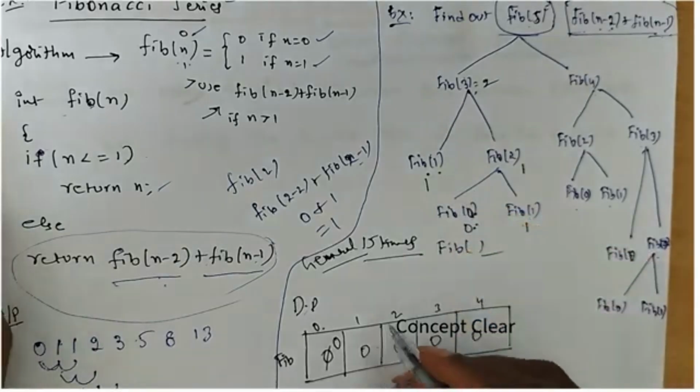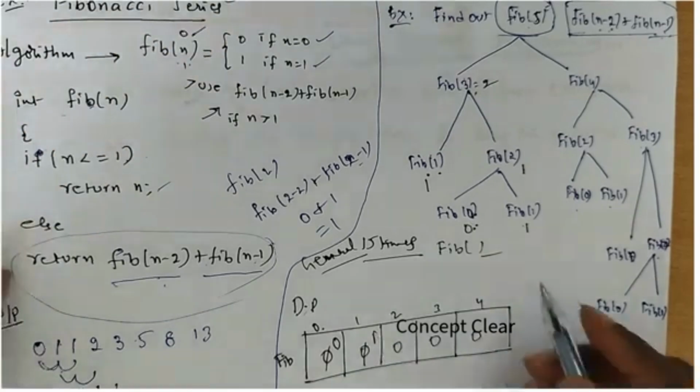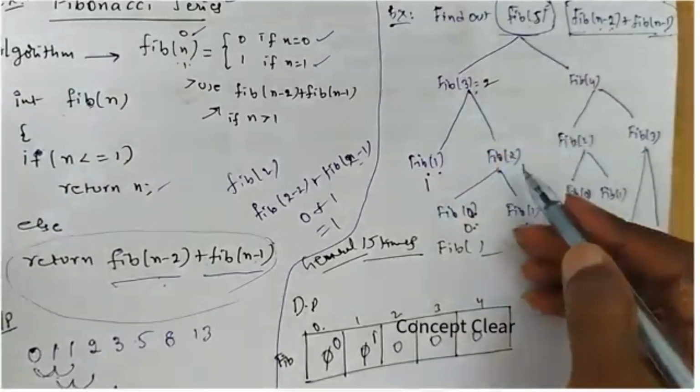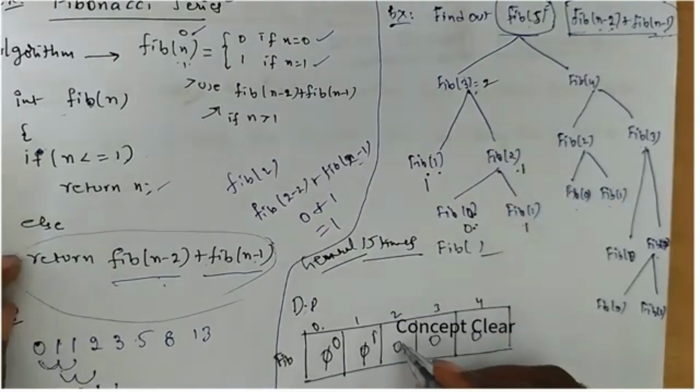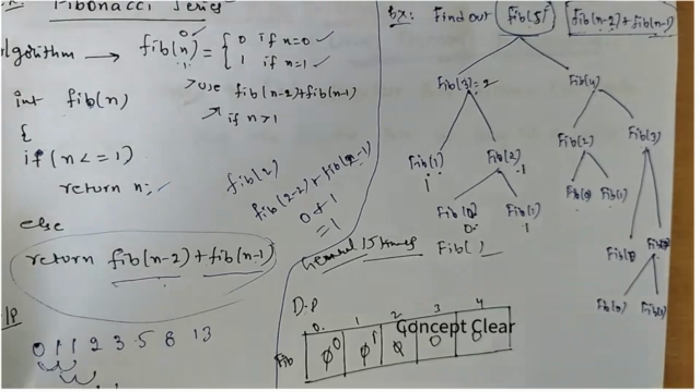What is the fib of 1 value? Previously the array stored 0, so we are replacing it with 1. Fib of 1 is 1. Next, what about the fib of 2 value? The value is 1, so it is also overwritten with 1. Fib of 2 is also 1.